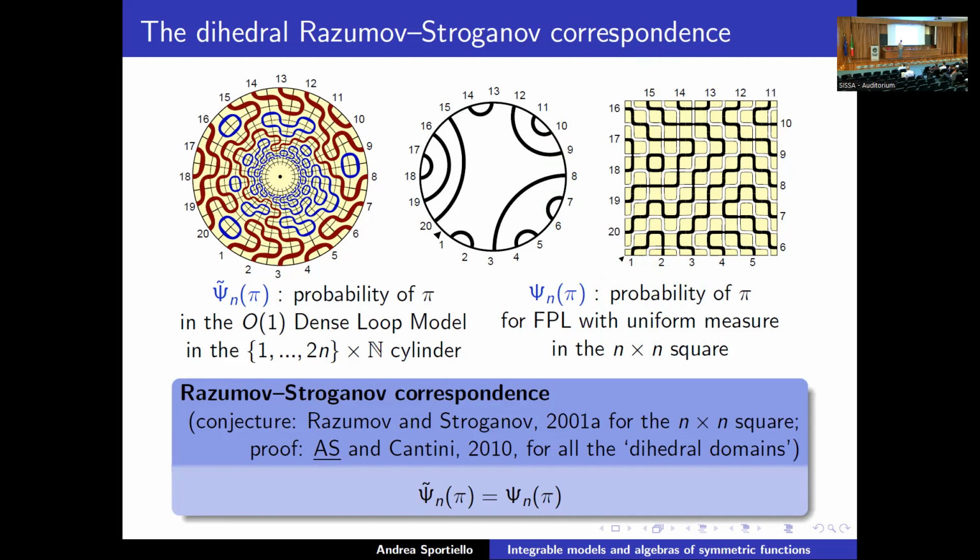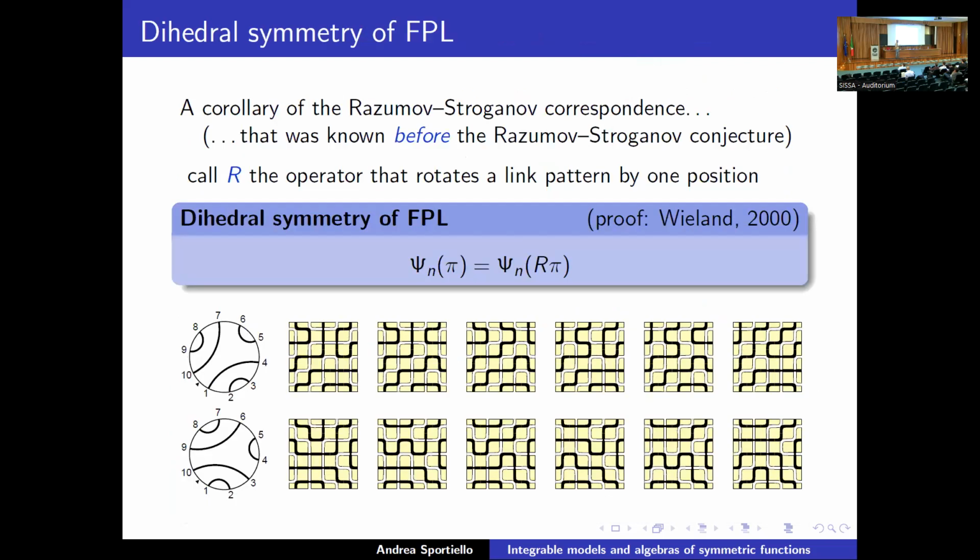And that's nice because the two symmetries and the two properties of the two models come together. For example, there is this enhanced symmetry on the fully packed loop side, which means that you have this rotational symmetry, which was not there to start with. And that one already had an explanation due to Wieland in early times, in 2000, that is very bijective. He bijectively showed that these 6 configurations and these other 6 configurations are related because they correspond to link patterns which are one rotated of the other.